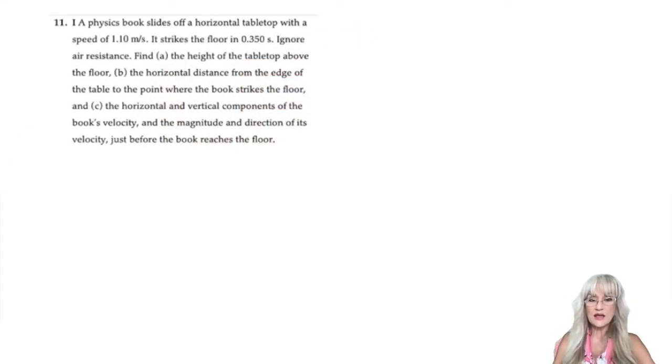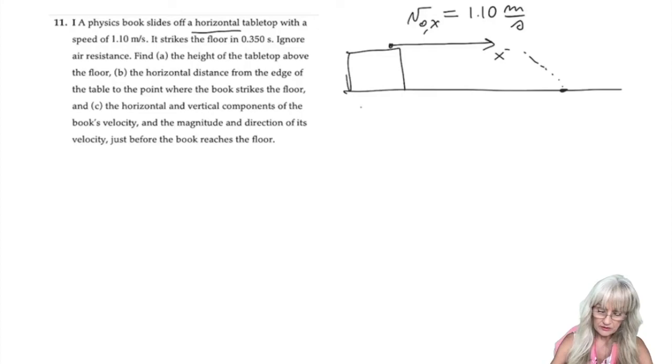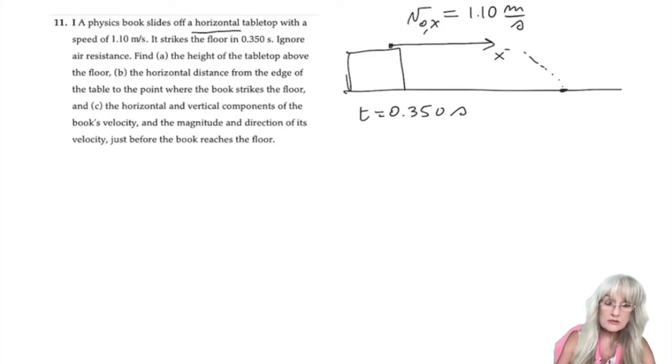A physics book slides off horizontally from a tabletop. So if this is a table, this physics book slides off horizontally. You see how important is this word. It has an initial horizontal speed along the x-axis of 1.10 meters per second. It strikes the floor right there, so this is the floor, in a time of 0.350 seconds. We ignore air resistance. In part A, we want to find h, the height of the tabletop. So this is h, which I'm going to call also delta y.